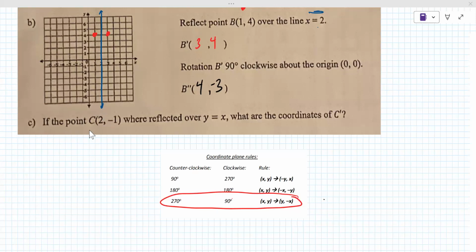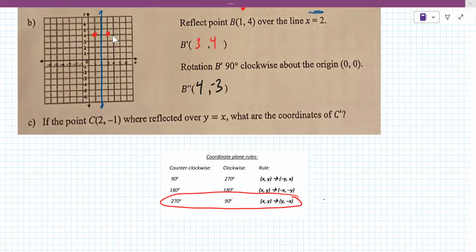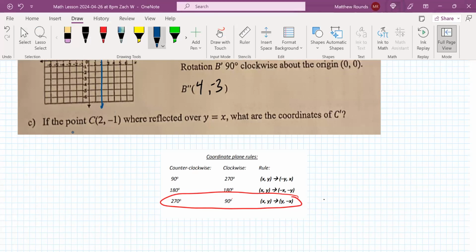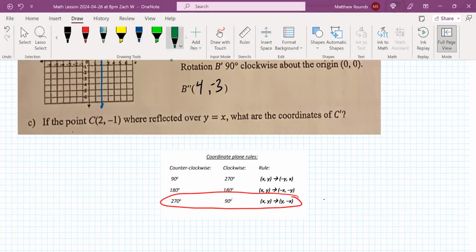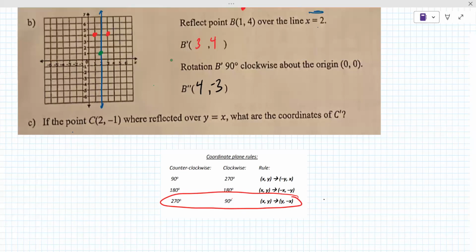So the point C, 2 comma negative 1, reflected over y equals x. So we need to label a new point there. 2, 1. I don't know why your teacher would put it right on the one that right there, but that's fine. Sorry, 2, negative 1. Boy, that's really bad. Right there. And it's reflected over the line y equals x.